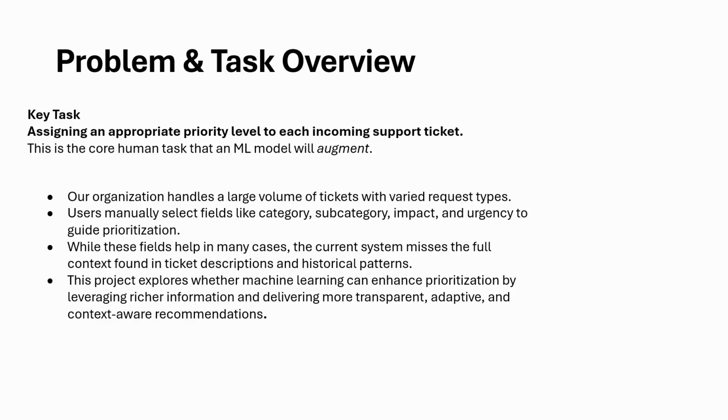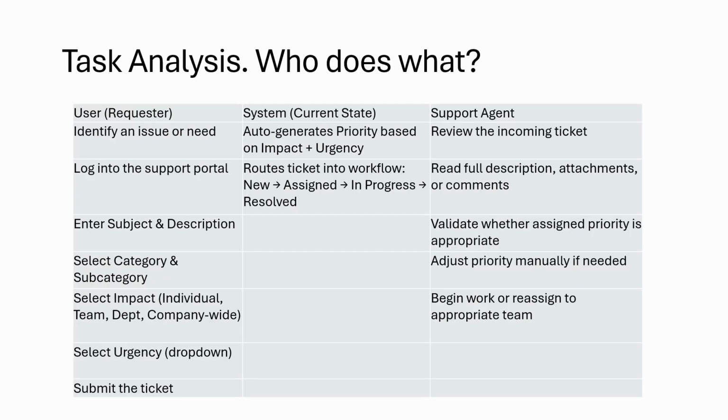As we know, the way the current process is, we don't always capture what's actually in the full ticket description that we can, nor do we take that information and try to detect historical patterns using what's entered there. So the question, as I mentioned, is really whether a machine learning model could help produce more accurate, transparent, and context-aware recommendations. So what do those tasks break down into? And that's what this diagram shows.